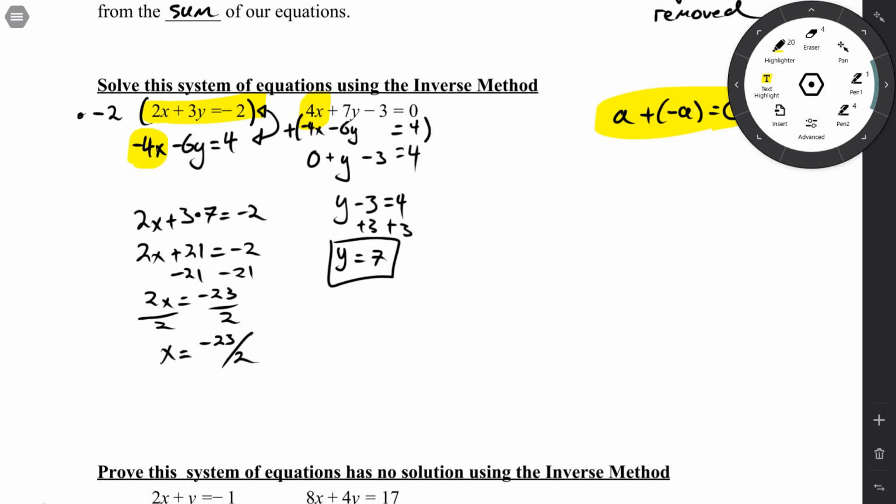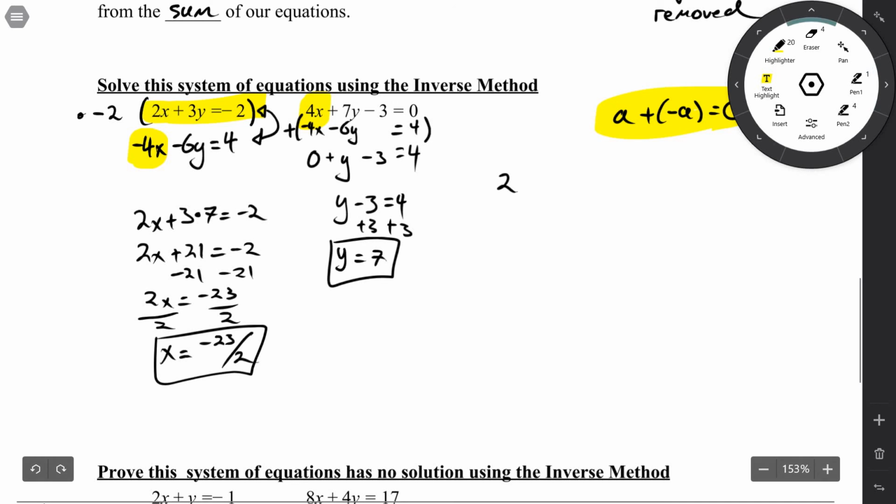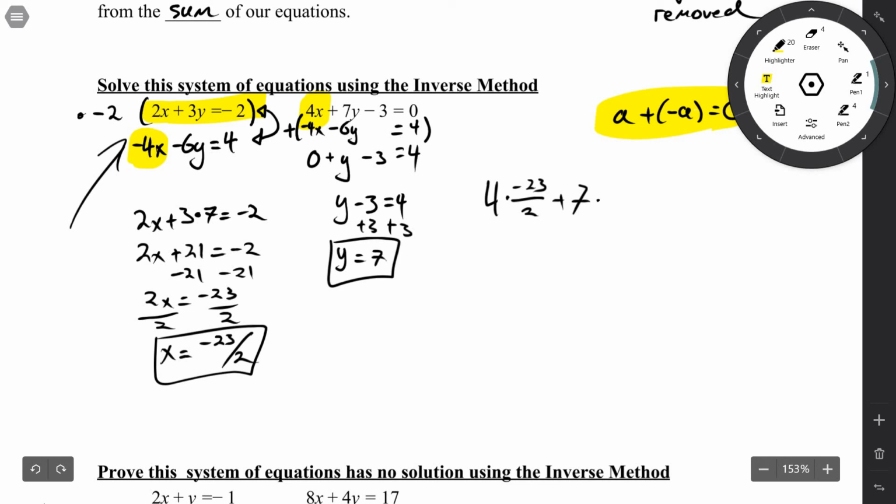And just like we did above, I'm going to check these because, like I said, I already messed up a couple times tonight, so I'm just going to make sure I'm doing it the right way. Let's see, we have 2. I'm going to plug it into the left-hand side. Smaller numbers, why not? Well, you know what? I'm going to plug it into the other one because we just found x with that, so we know it's going to work for this equation. Let's try it with the other. So we have 4 times negative 23 over 2 plus 7 times 7 minus 3 equals 0.